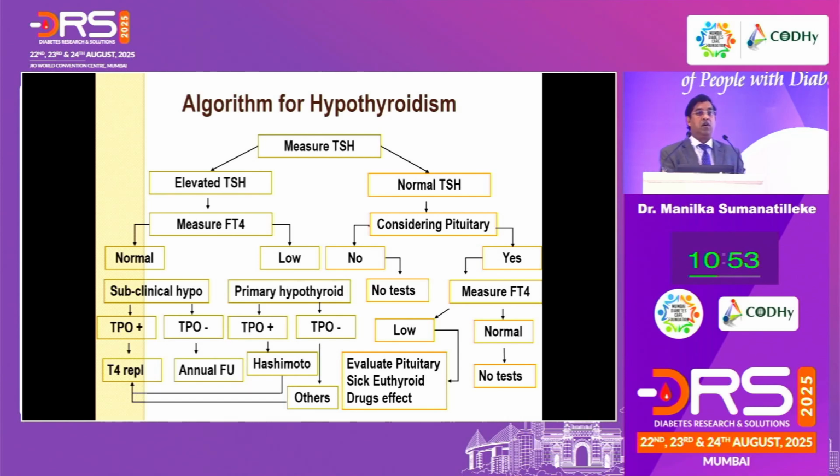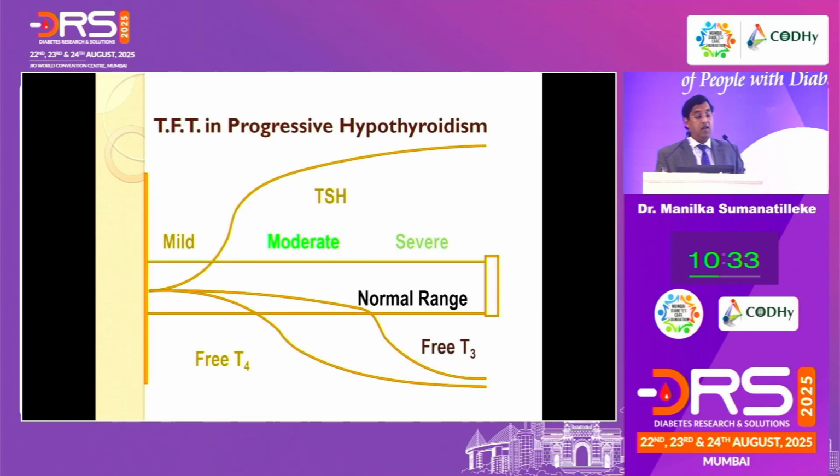should go for pituitary testing, evaluate the pituitary, or it could be just the history, sick euthyroidism, or drugs like steroids, which might just suppress both TSH and the free T4. So these are common things that could happen, but it's good to know some rare causes also, when to investigate, not to over-investigate as well.